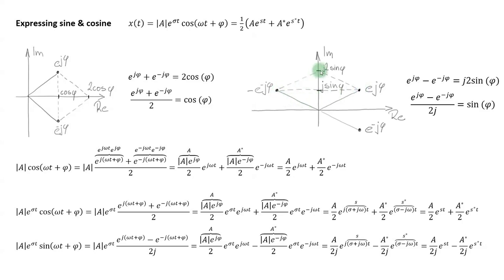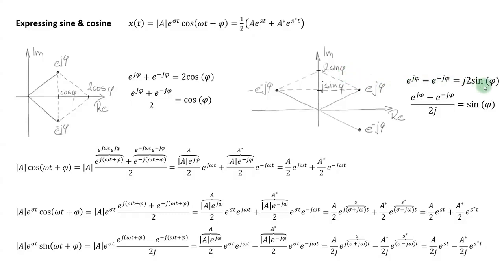This point has 0 real value, it is purely imaginary. And what is its imaginary value? Well, it is twice this value. And this is the imaginary value of this complex number, and that is j times sine of phi. So this point will be j 2 times sine of phi.